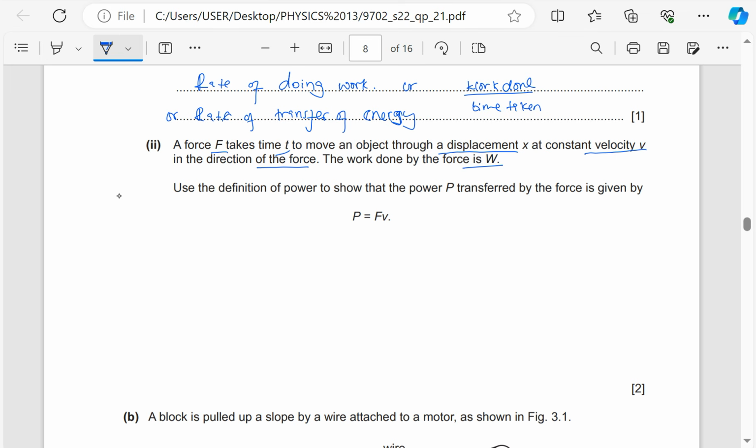Since the work W is defined as force times displacement, W is equal to F times x. And we know that power is the rate of doing work, so it is W divided by t, which means power is going to be Fx divided by t. And we also know that v, the speed, is equal to the displacement x divided by t. Hence, power is going to be F times v as required.